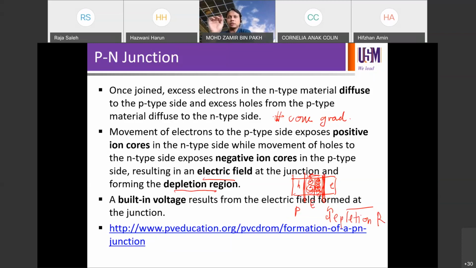Carriers near the junction have already moved into the opposite region. As a result, the region near the center, near the junction, is depleted of carriers. Hence, it's called the depletion region. As a result of the electric field, as we're going to see later on, you're going to have a built-in voltage across the junction, VBI. So let's look at this animation before we end.